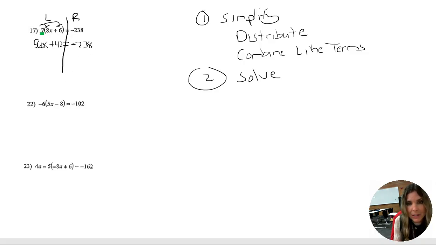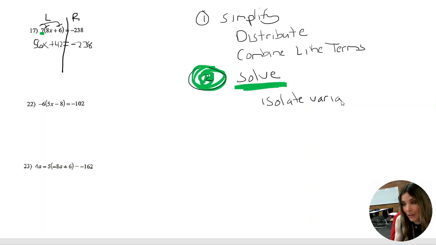Okay, now there are no like terms to combine, which means that we're going to move to this solve step. Whenever you solve an equation, your whole goal is to isolate your variable. You want to go back to that variable being totally by itself, right?